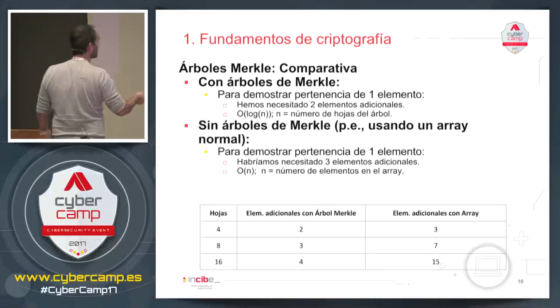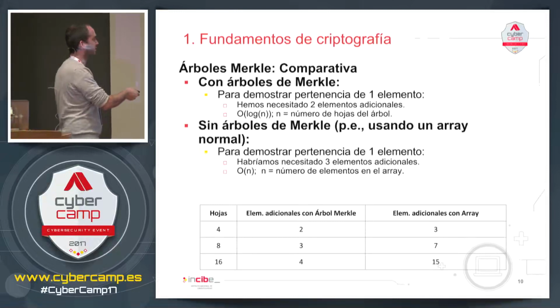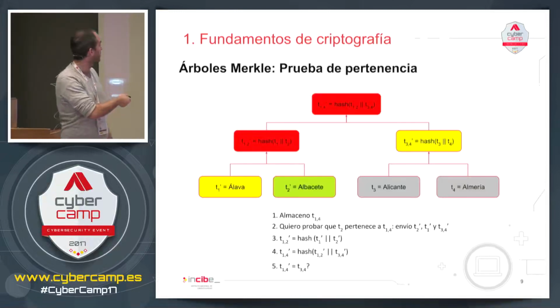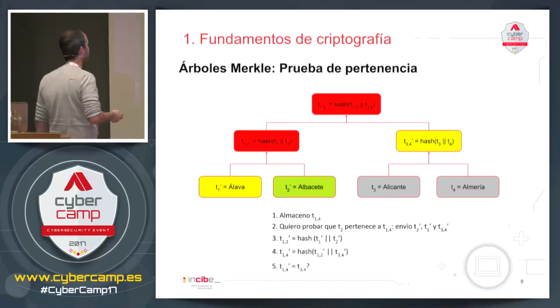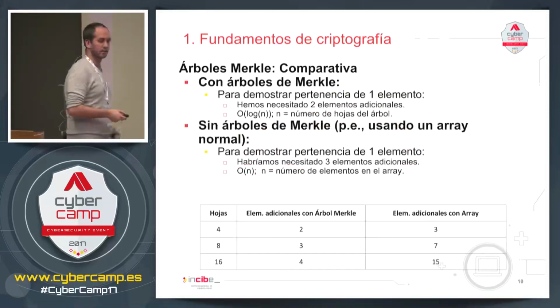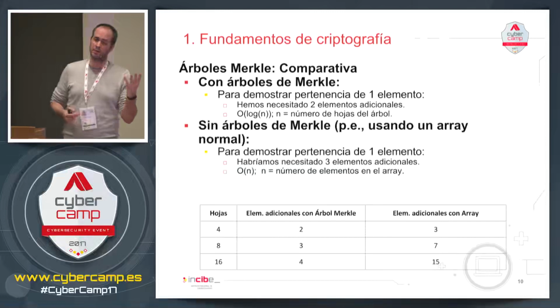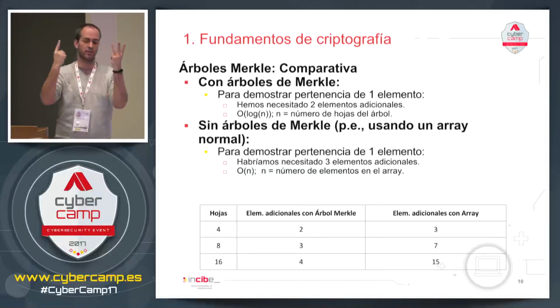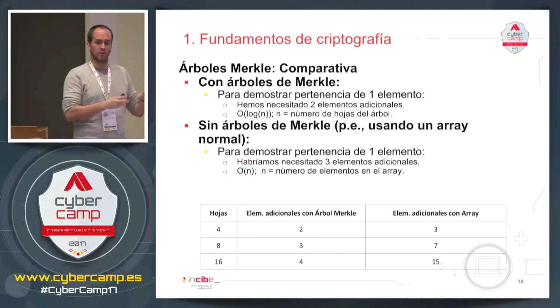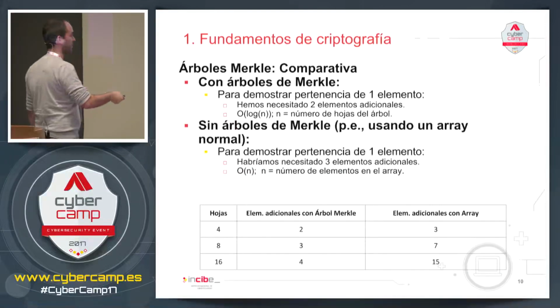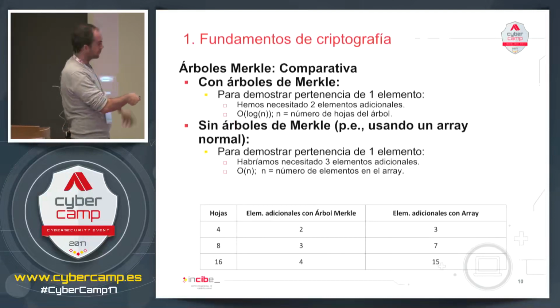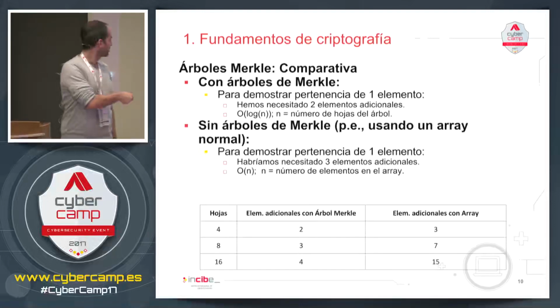Here, the results. If I have a tree with 4 leaves, I have to send 2 additional elements. If I have a Merkle tree, I have to send 2. This one and this one apart from mine. If I have an array with 4 elements, I have to send, apart from mine, the 3 other elements. With 4 elements, there's not a lot of difference, but with 8 elements, with a Merkle tree plus mine, I have to send 3 elements. With an array, I would need to send 7.